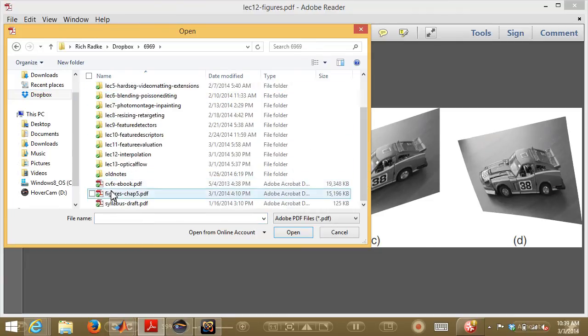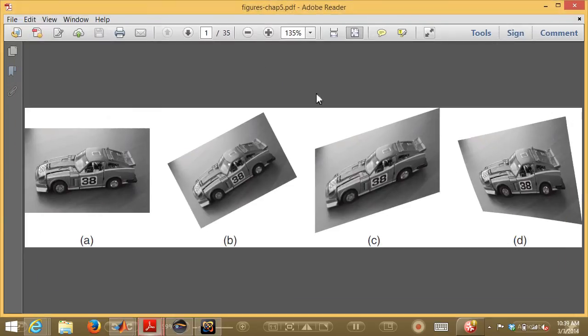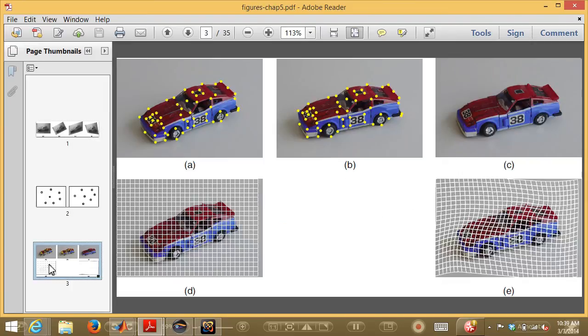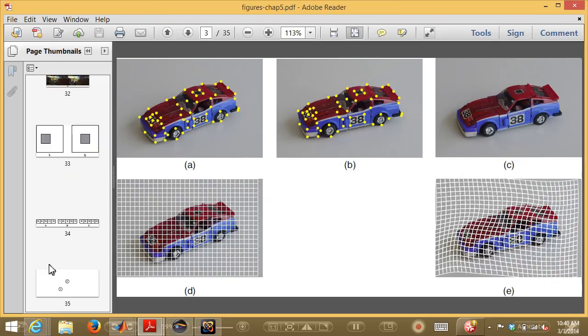Hold on. Okay, so this is the same thing. Why is that? Oh, I see. I don't know why this is the image I want here.